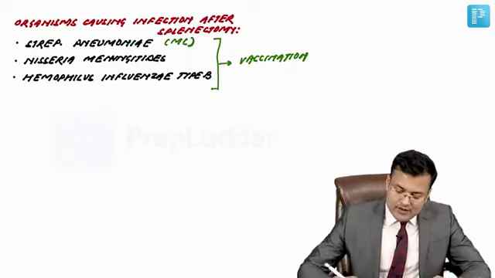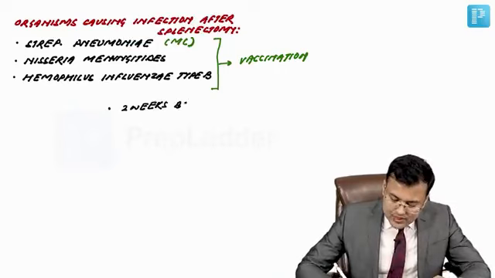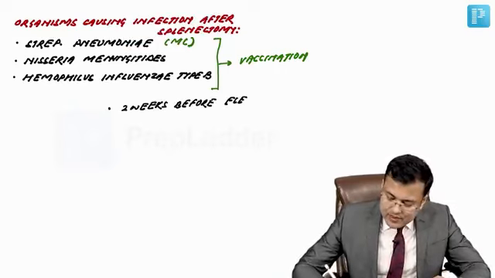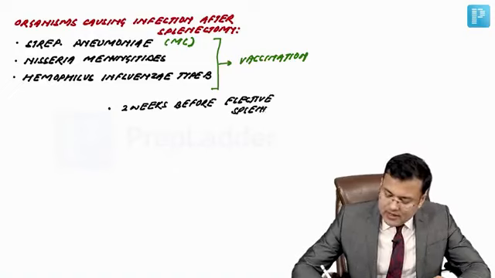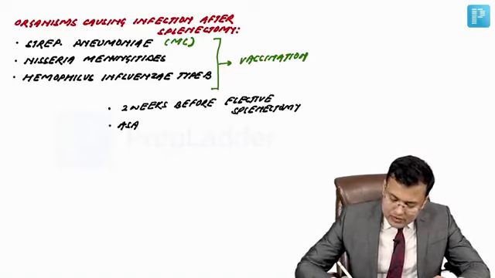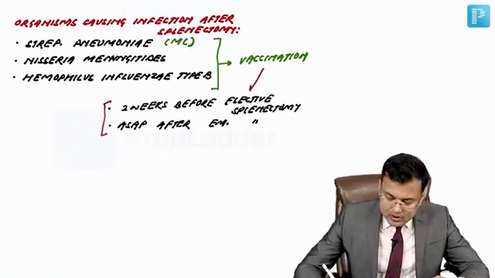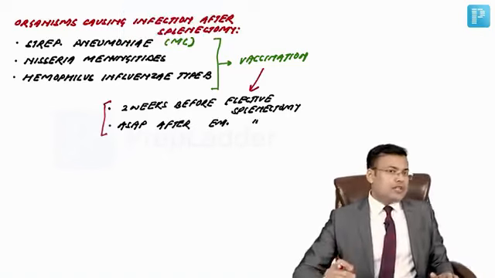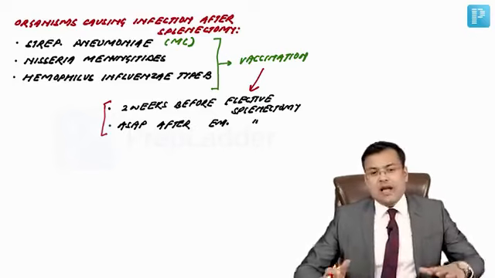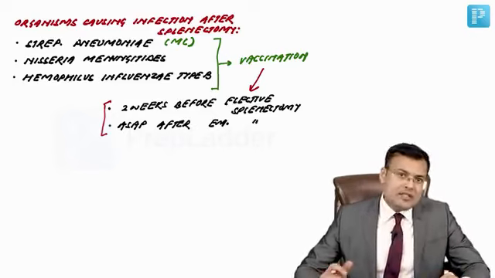So best time to give vaccination? At least 2 weeks before elective splenectomy and as early as possible, or as soon as possible, after emergency splenectomy. Emergency splenectomy, this is also a frequently asked question. So best time to give vaccine: 2 weeks before elective splenectomy, as soon as possible after emergency splenectomy.